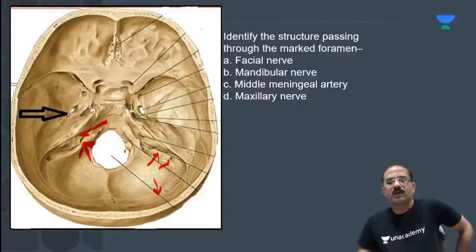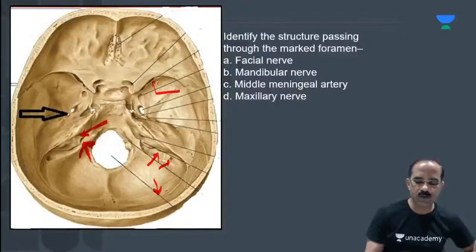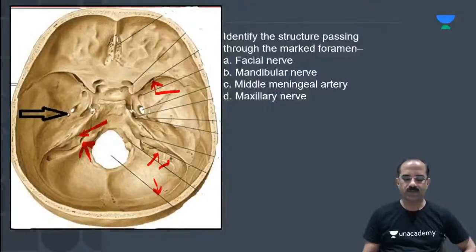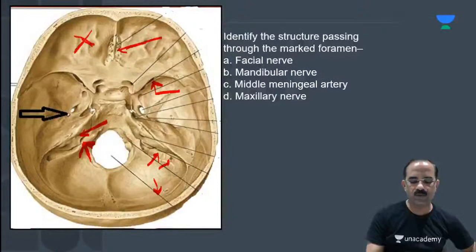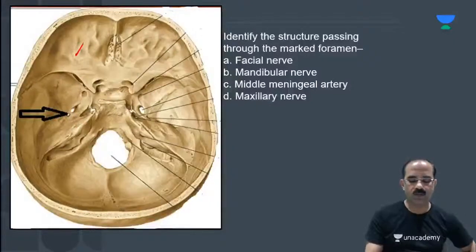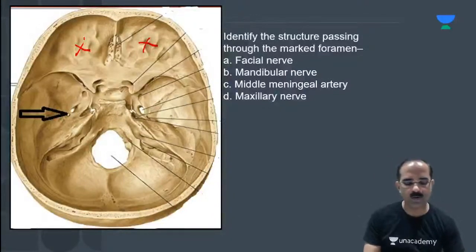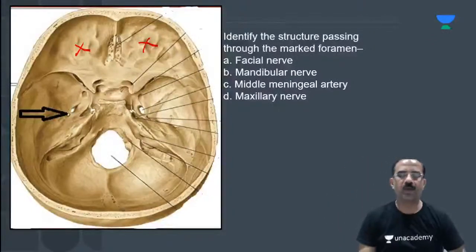Okay. Anything else? Any other doubts? If you have, you tell me. What is this? That's the superior orbital fissure. Any other doubts? This is the cribriform plate of the ethmoid bone. What is this plate which is marked with a cross? This is the orbital plate of the frontal bone. If you break this orbital plate of the frontal bone, we are right inside the orbit.